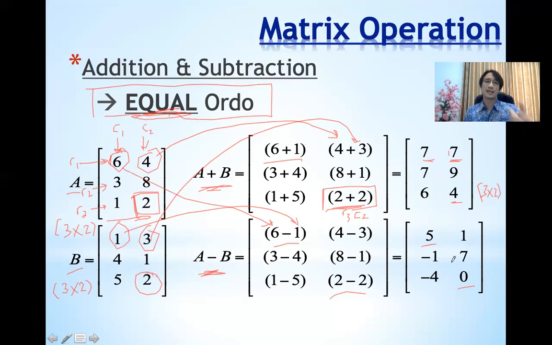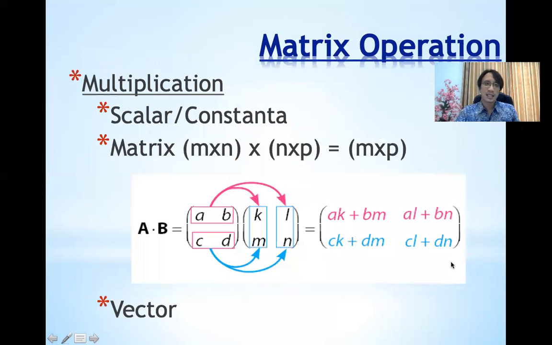That's the basic operation of matrices for addition and subtraction. The keyword is the order must be equal. Okay. Now we are going to the next matrix operation, that is multiplication. The first one is scalar or constant.